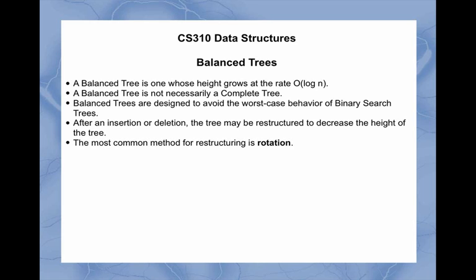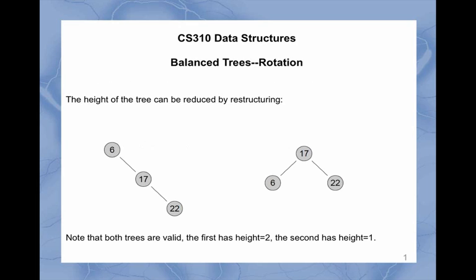Balanced trees avoid this worst case behavior by restructuring the tree after an insertion or a deletion as needed to keep the height of the tree minimal. The most common method for doing this is called rotation. So it's a simple idea here. Looking at this tree, we can see that in this first case, the height is 2, 1, 2, but over here the height is 1. But it's the same 3 nodes.